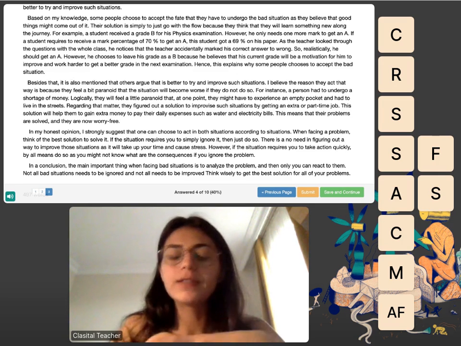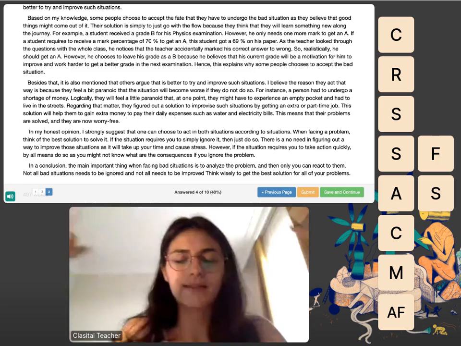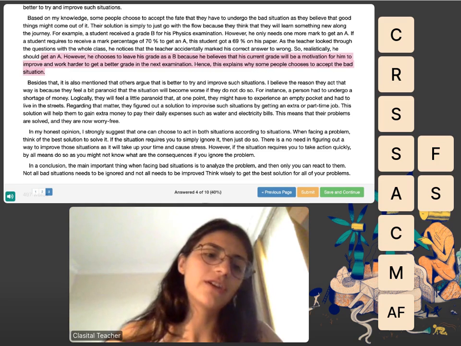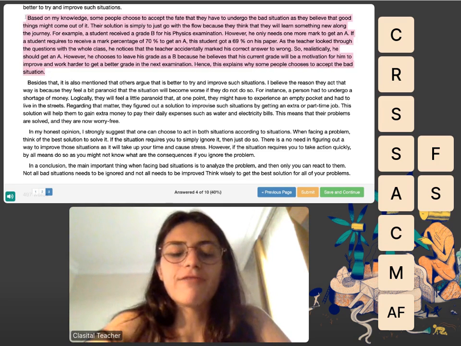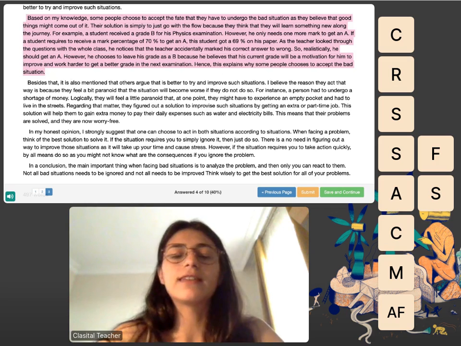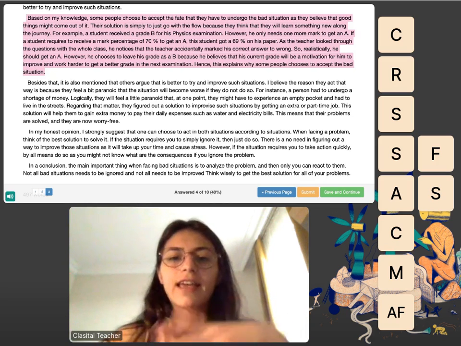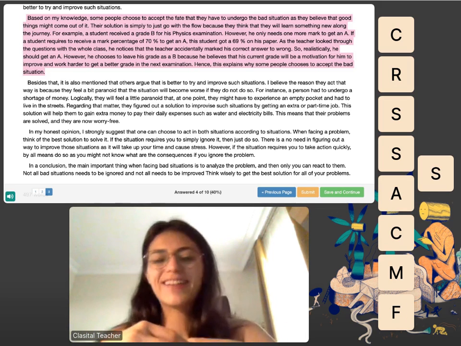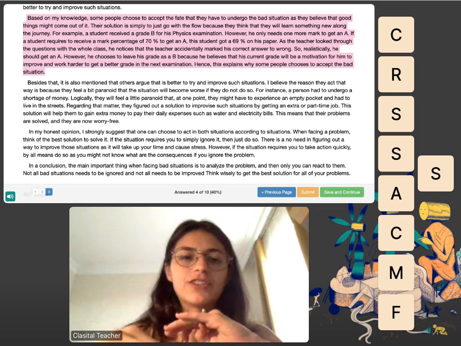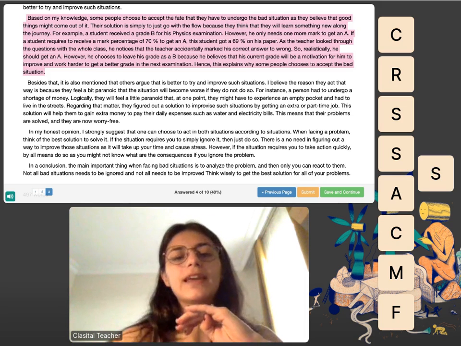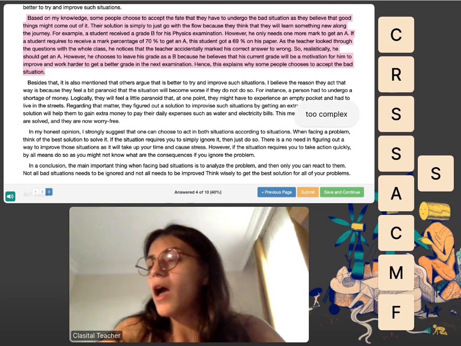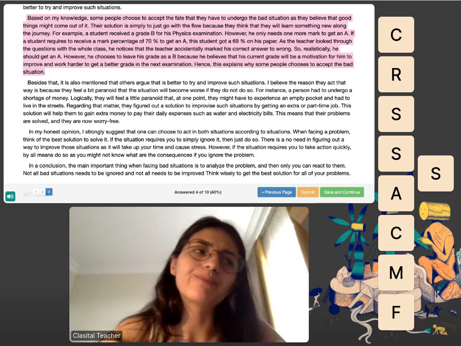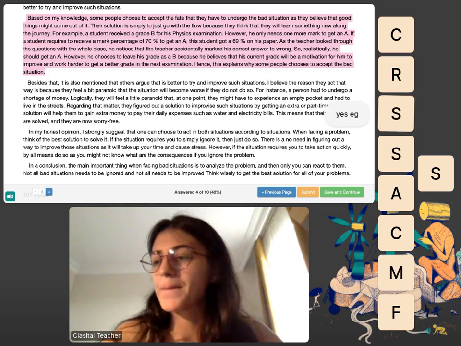So, in this part, the candidate, the student writing this paper, explained the first side of the argument in this paragraph, right? And it gave a really good detailed example, and really explained in detail this people's position. So the people who choose to accept the fate that they have to undergo. Shreya says it's too complex. Do you think the example is too complex, or the sentences are too complex?